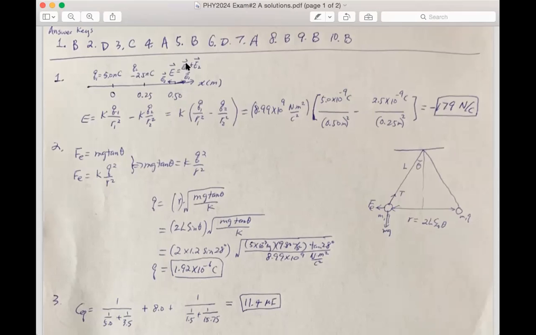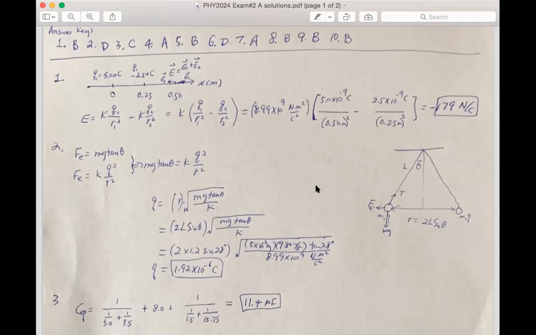So the overall field will be E1 plus E2 in vector form. But this is a one-dimensional problem, so we'll just take positive or negative signs for the direction. E1 is pointing toward the positive side, so it's positive. E2 is negative because it's pointing to the left. Then you plug in the numbers. At the end, you'll get minus 179 newtons per coulomb. You'll just take the magnitude, since we are just looking for the magnitude on this one.